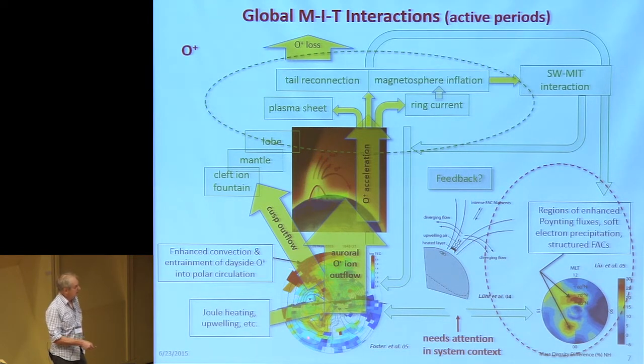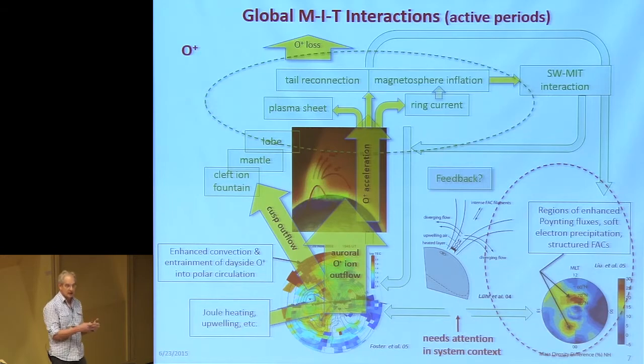You can see here a GPS TEC plot bringing enhanced flows over the polar cap. The ions are energized, and as I've shown in the AGENTS plots, start moving up the field line, circulate through the cleft ion fountain, mantle, lobe, into the plasma sheet. They affect reconnection in the nightside, and also they can affect it in the dayside. Modify the ring current, actually change the solar wind magnetosphere interaction.